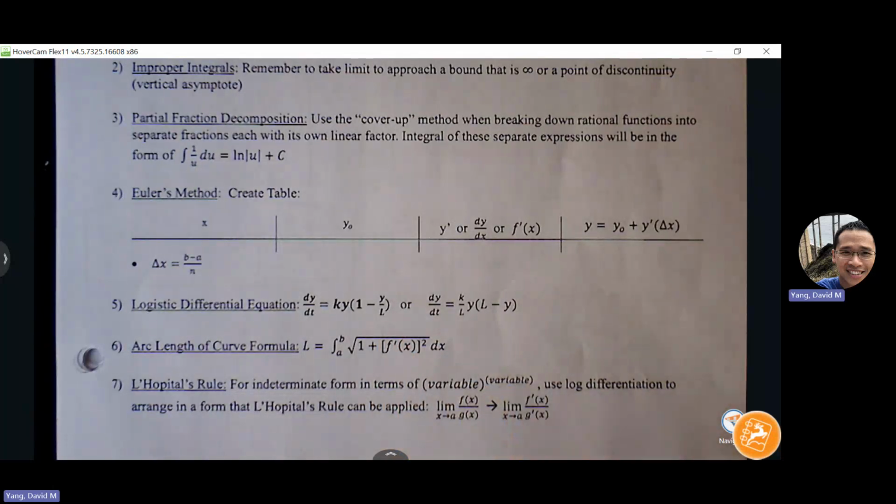L'Hopital's rule: if I have a variable raised to a variable, rewrite it using log differentiation, and then attack it using numerator over denominator, confirming that it's 0 over 0 or infinity over infinity. Okay.